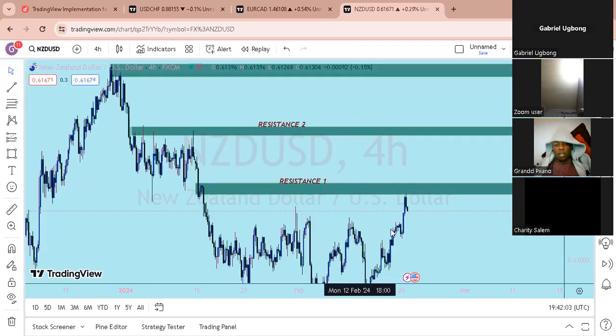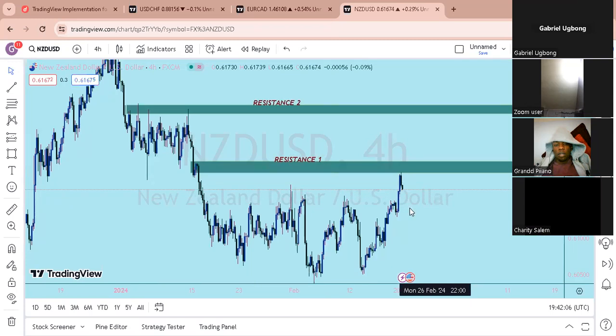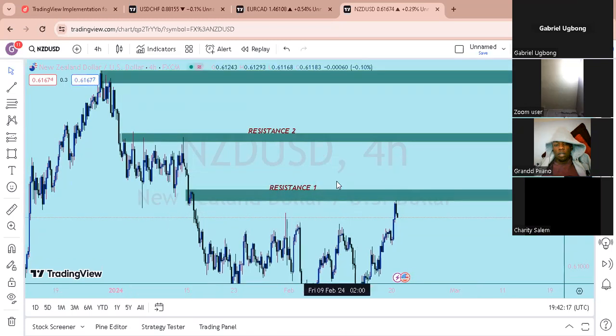Why am I focusing on resistance? Because the market has already moved on the buy. So there is no need struggling to chase the market. If the market has left, let it go. Look for another setup. Don't chase the market.